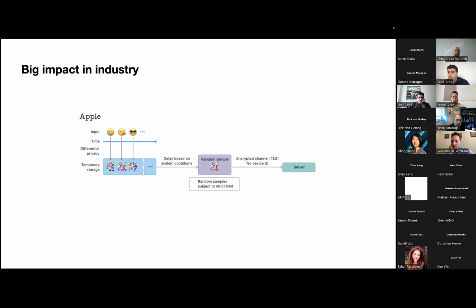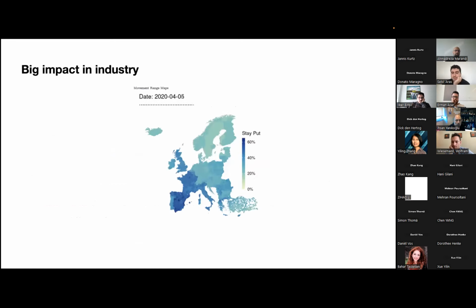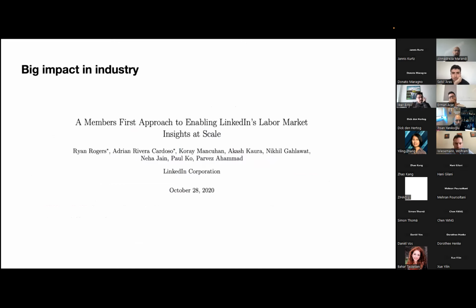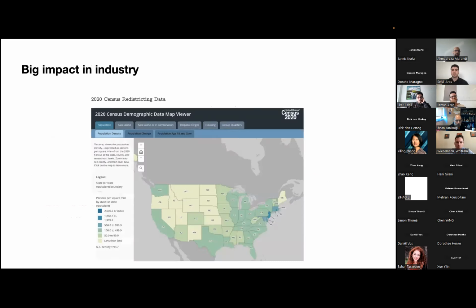So today, Apple collects our emoji usage with a local version of the differential privacy guarantees. Similarly, Facebook movement range maps are differentially private. And LinkedIn, when they analyze job market insights, ensures differential privacy. Similarly, the very last US census was done under differential privacy constraints.